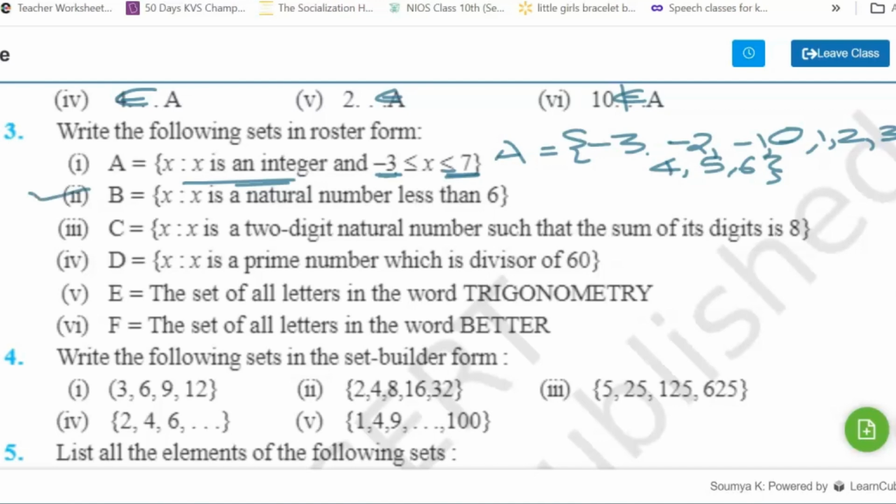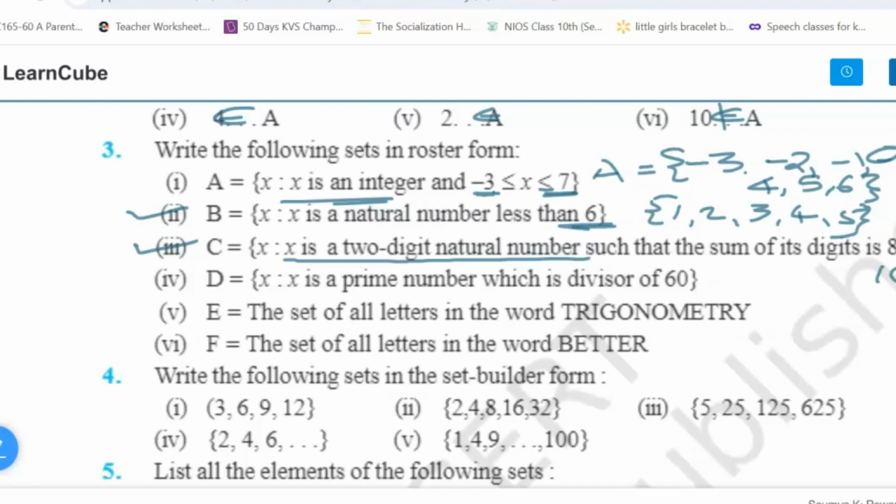Next, see B, where x is a natural number, and the sum of its digits is 8. So natural numbers start from 1. Start counting to find where you will get 8 as the sum of digits. 10 not possible, 11 not possible, 12 not possible, 13 not possible, 14 not possible. Like that it goes and reaches 17. So if you see 17, 7 plus 1 gives you 8. So 17 is included in this set.